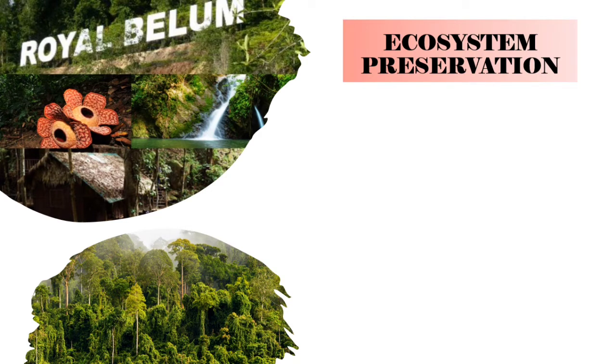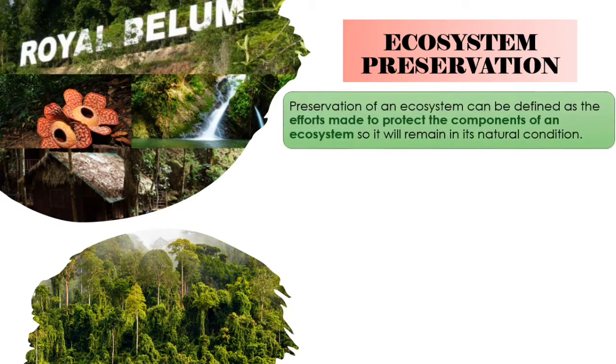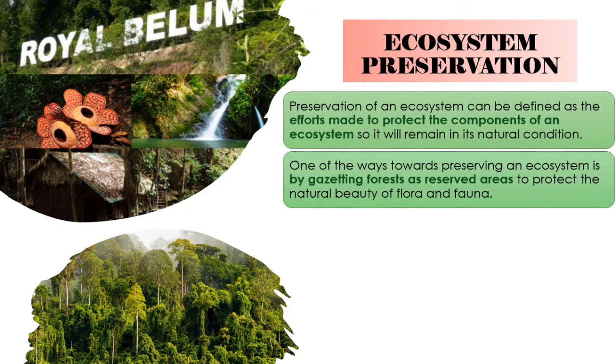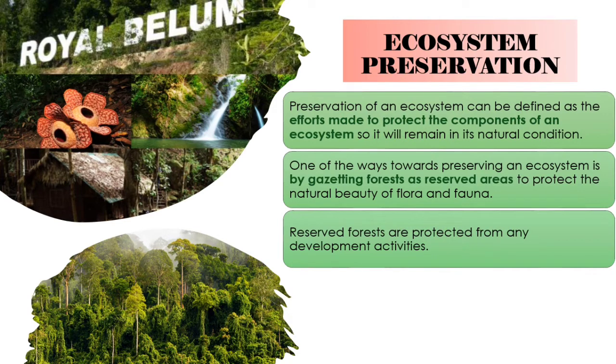So, this is ecosystem preservation. Look at the picture. This is a royal bloom and tropical rainforest. So, ecosystem preservation can be defined as the effort made to protect the component of ecosystem. We just discussed the meaning before this. So one of the ways towards preserving an ecosystem is by gazetting forest as reserve area to protect the natural beauty of flora and fauna. So reserve forests are protected from any development activity.